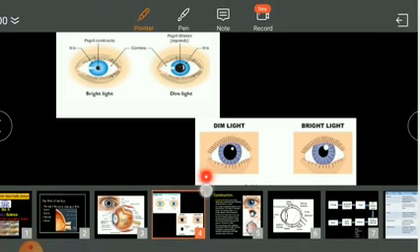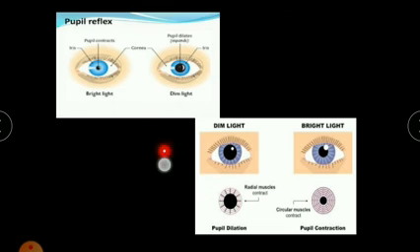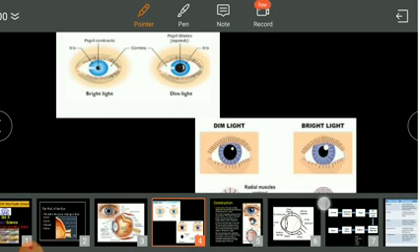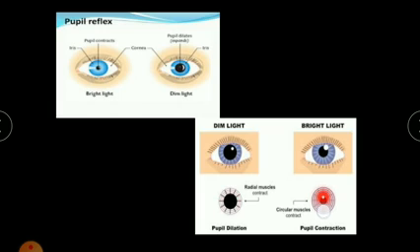The same thing is explained over here also. In bright light, the pupil becomes small. As you can see, this is a small opening. That small opening is known as the aperture. You can even say aperture. It becomes small in bright light, and in dark light, it becomes enlarged.